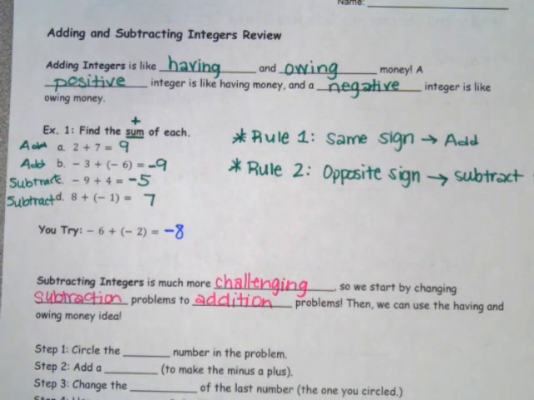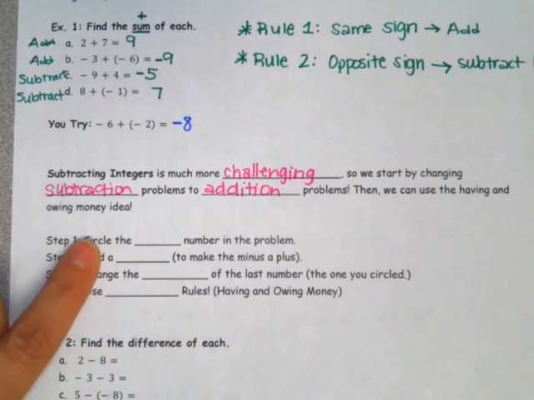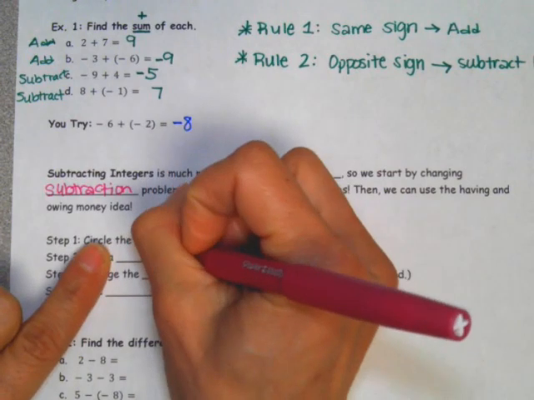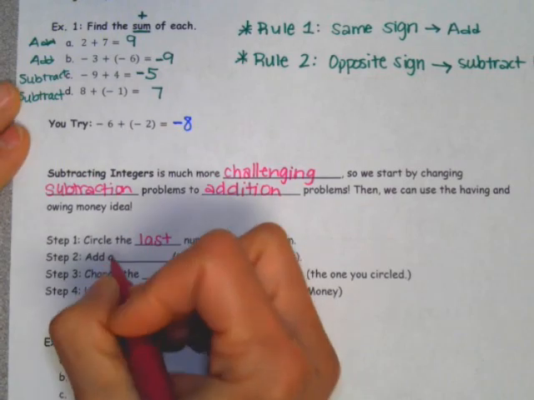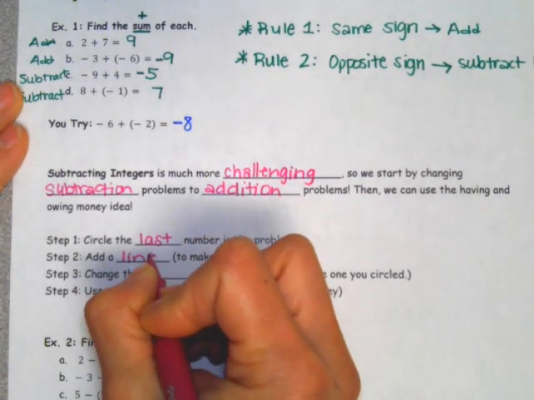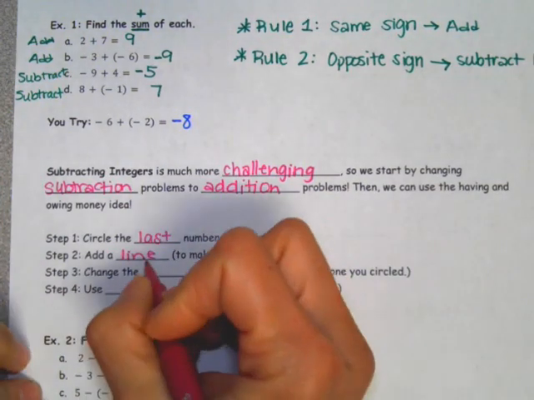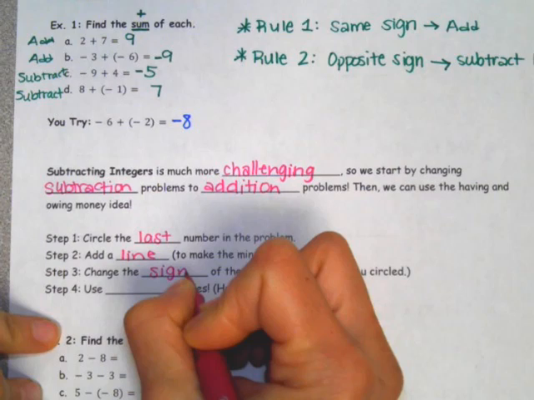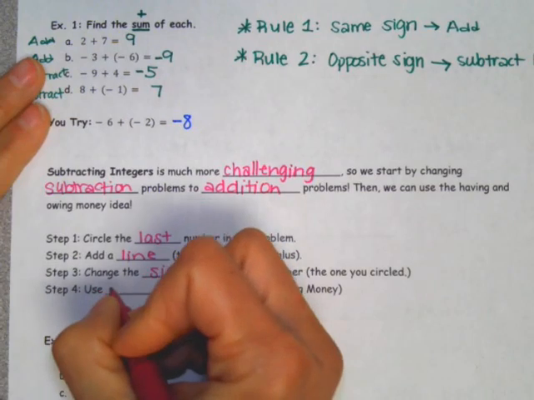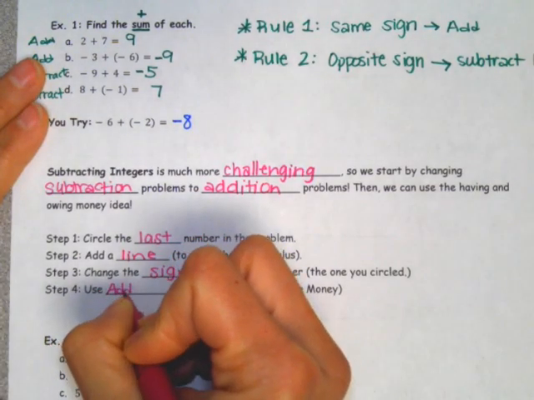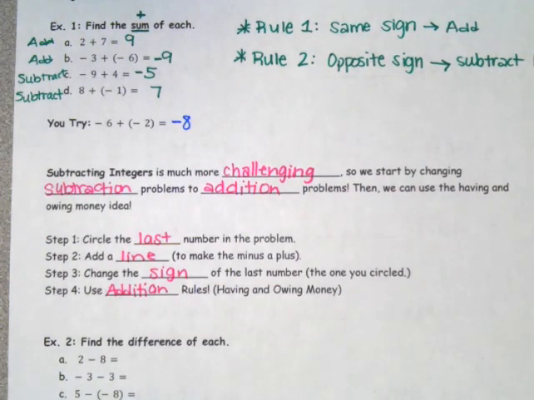All right, this is how we do this part. You circle the last number in the problem. Then you add a line to make the minus a plus. Then you change the sign of the last number, the one that you circled. And then you get to use the addition rules. Now, that's all just words until I show you an example, okay?